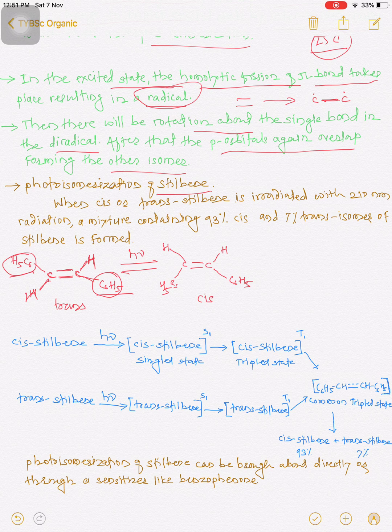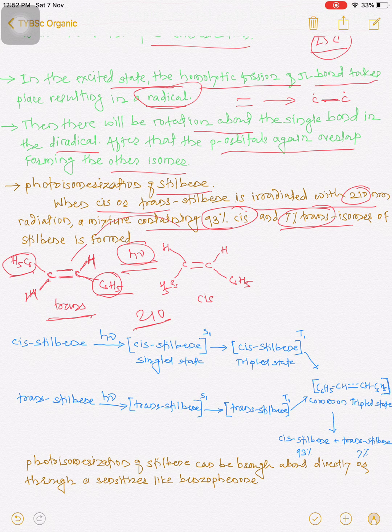So when the cis or trans stilbene is irradiated with around 210 nanometer radiation, this molecule gives a mixture of cis and trans, cis of 93.5% and the trans isomer of 7% is formed. So this is trans stilbene. When it is irradiated with light radiation of 210 nanometer, this molecule isomerizes to the cis isomer.